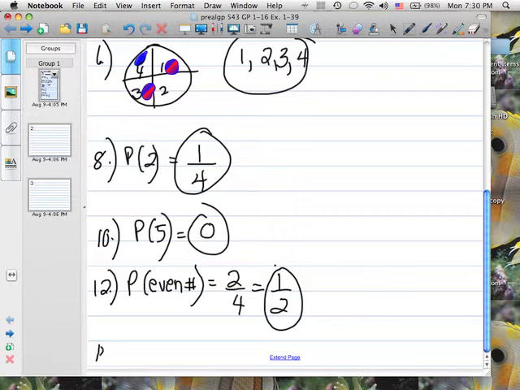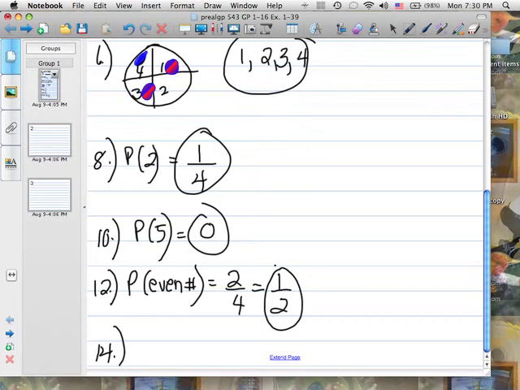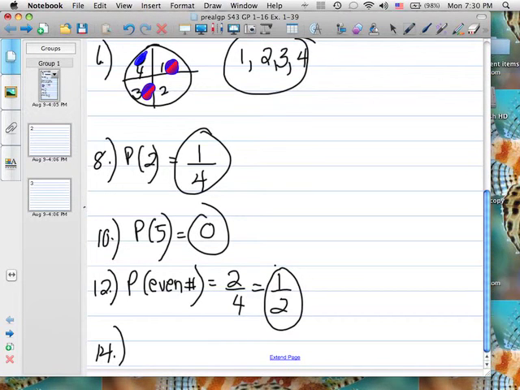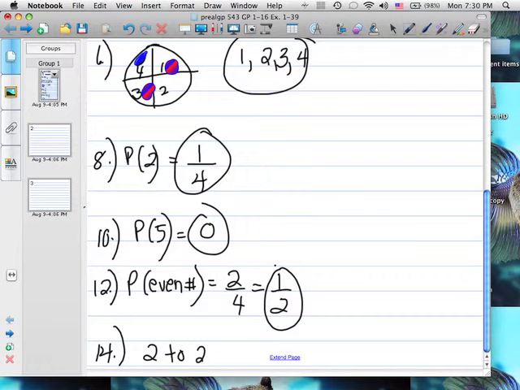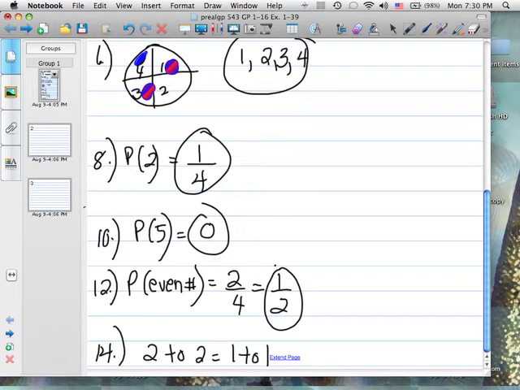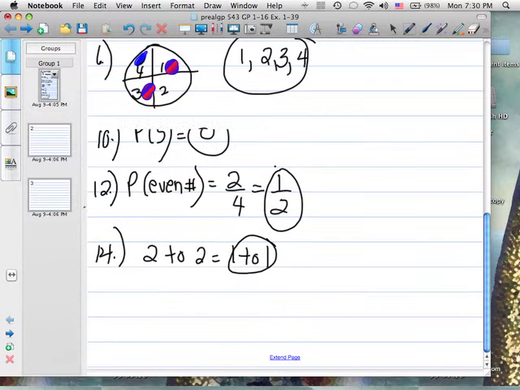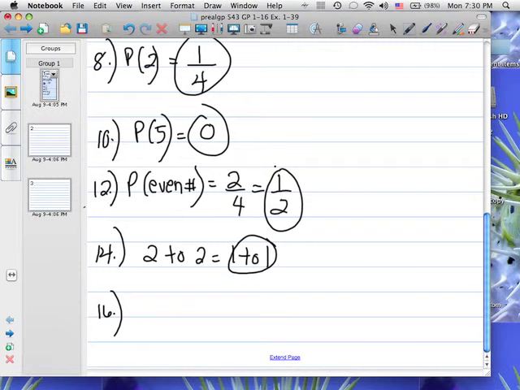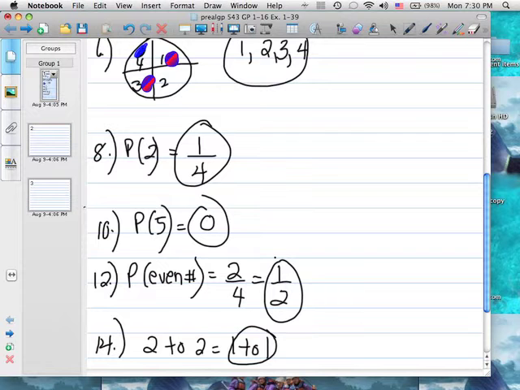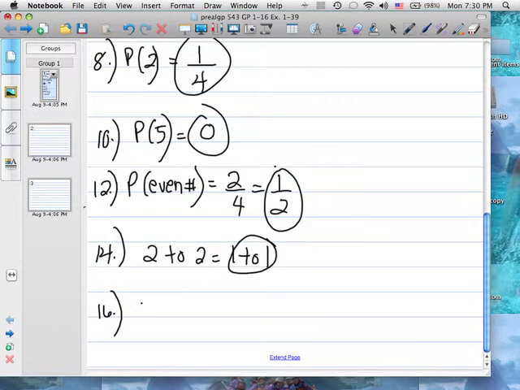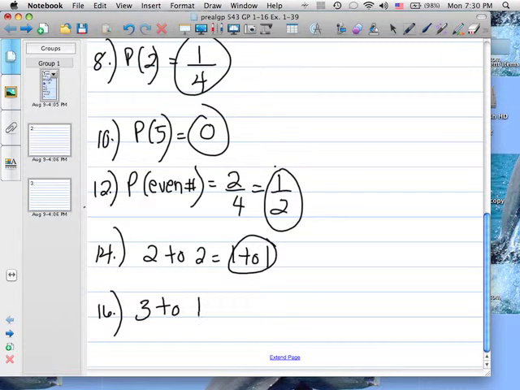Number 14, find the odds in favor of each event for the spinner shown back here. The odds in favor of getting red. Well, there are 2 reds on the spinner, so it's 2 to the number that are not red. There are 2 not red, so it's 2 to 2, which we simplify to 1 to 1. And number 16, blue on that spinner. There are 3 ways of getting blue to 1 way of not getting blue, so it's 3 to 1.